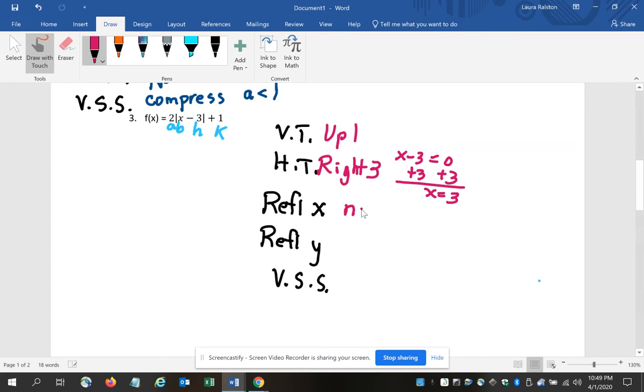a is positive, so there's no reflection on x. b is positive, there's no reflection on y. a is +2, so there is a stretch. So it was stretched vertically because a is greater than 1.